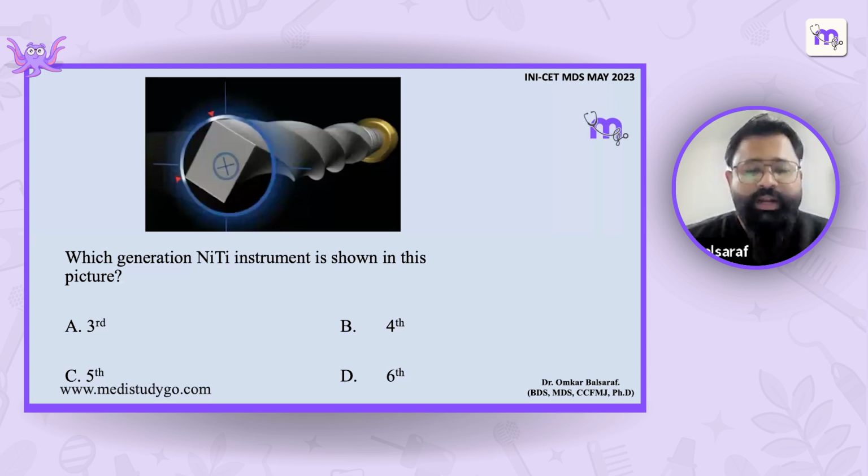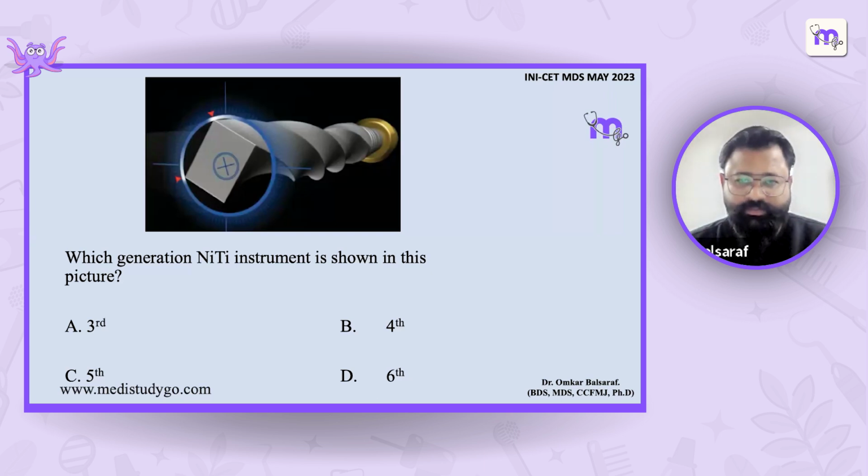Now, again, a very important and a very interesting question. Which generation nickel titanium instrument is shown in this picture? This is nothing but a cross section of a file. These are the nickel titanium files that they are showing. They have various cross sections, and a typical cross section is shown.